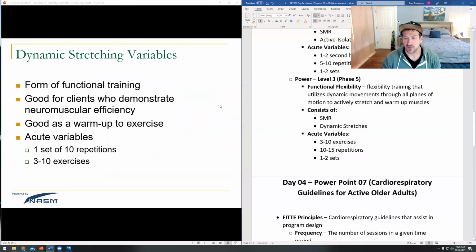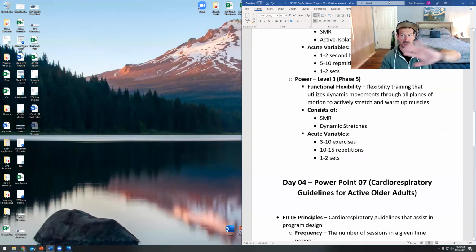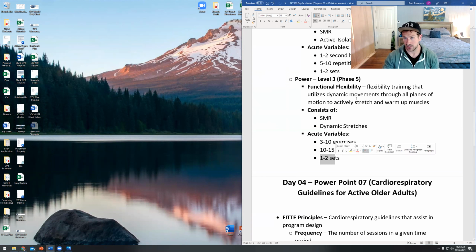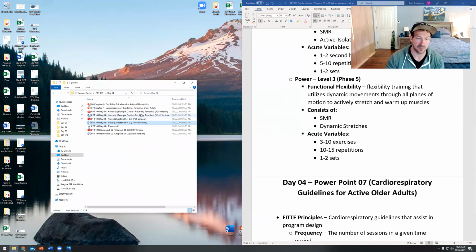So when it comes to functional flexibility, functional flexibility is flexibility that utilizes dynamic movements through all planes of motion to actively stretch and warm up the muscles. SMR plus dynamic stretches. You see the acute variables here, it says 1 set of 10 repetitions. I'm going to have you ignore that. That is the senior manual. Again, I want you to memorize the regular textbook. You're going to pick 3 to 10 exercises. You're going to do anywhere from 10 to 15 repetitions, and you're going to do 1 to 2 sets. So I've got a handout here, which is up on Canvas, and then I'm going to attach it to tonight's email.